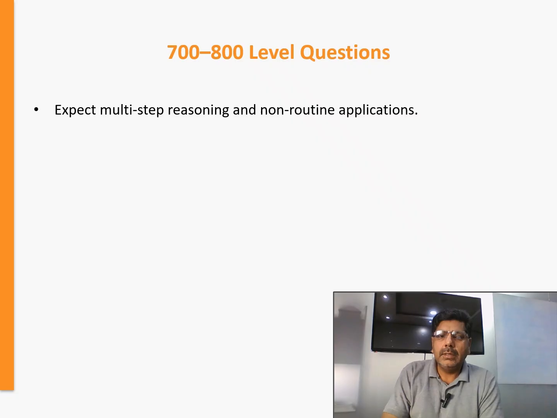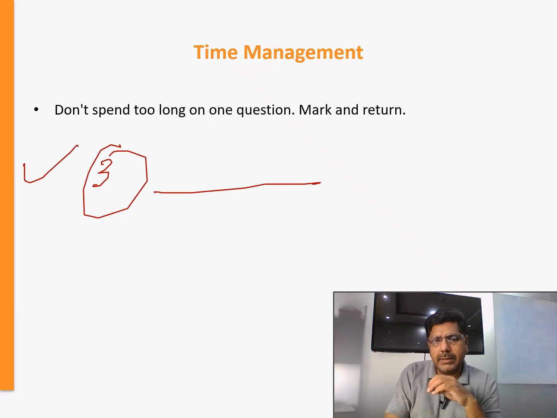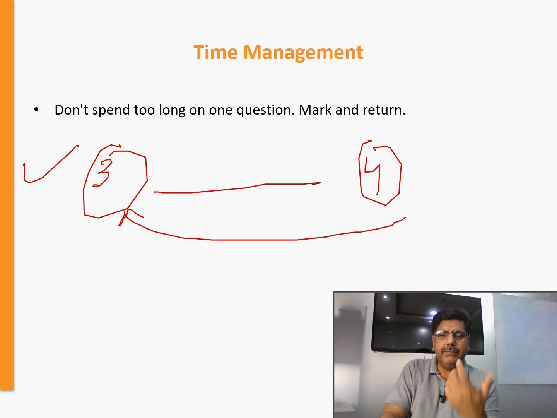So for 700 to 800 level questions, expect multi-step reasoning and non-routine application. So you will get your score. And what is necessary is to not spend too long on one question. Mark and return. For example, question number 3. You feel it's difficult. Mark it that I will solve it later. Go to 4, 5, 6, 7. Solve them all and then come back to solve this if you have the time. Instead of wasting time on number 3, go to the next.